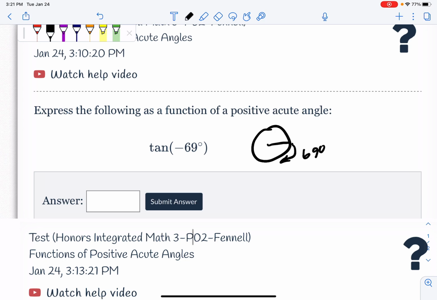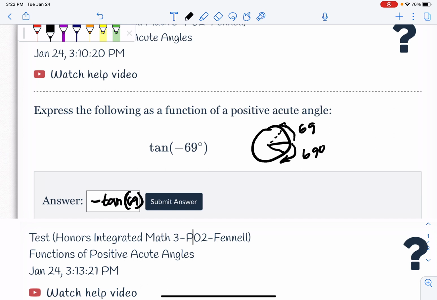So in order to determine our reference angle here, in order to find our positive acute angle that we could use, we're going to have to pull this 69-degree angle here, and we want to move it up here essentially, which would be positive 69 degrees, the same distance away from the x-axis. However, tangent in quadrant 1 is going to be positive, and tangent in quadrant 4 is going to be negative, so we need to take that into account. So the answer to this one is going to be negative the tangent of positive 69 degrees.